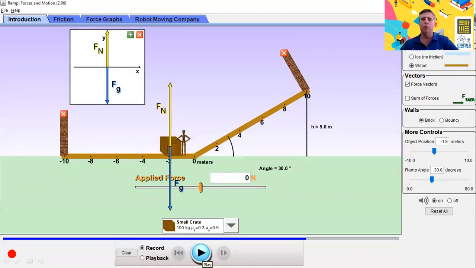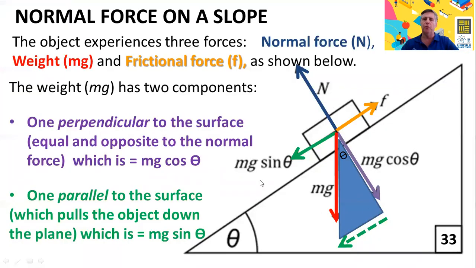It's also important for you to understand forces on an inclined plane. There's a very nice simulation called Ramp: Forces and Motion, included in your teacher pack, which we encourage you to explore. I'm not going to redo this now, because this was done very extensively in video number 5 on free body diagrams and forces. And on page 33, this diagram about the normal force on a slope is very important, but as I say, you can see it on page 33, or it's covered very extensively in video 5.